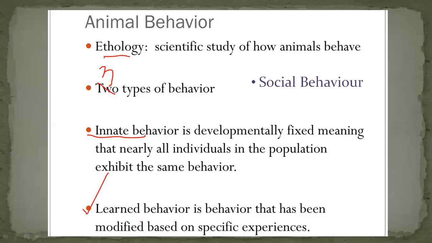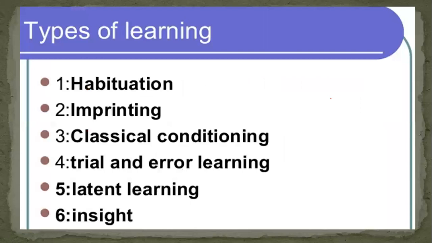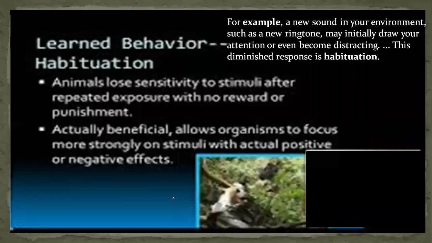Today we will see learned behavior or learning, that is the process throughout the life of the learning, and it is also having different types. And then we will see social behavior. So if we see the types of learning, there are lots of different types, in which habituation, imprinting, classical conditioning, and then trial and error learning, that is also called instrumental conditioning. Then we are having latent learning, and then insight learning. So let's talk about them one by one.